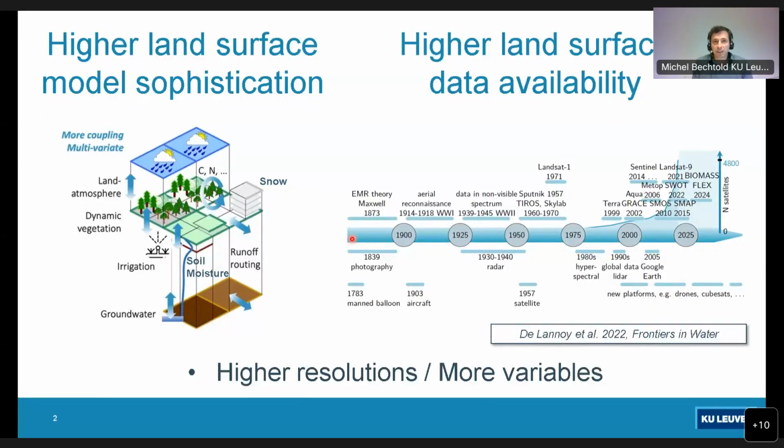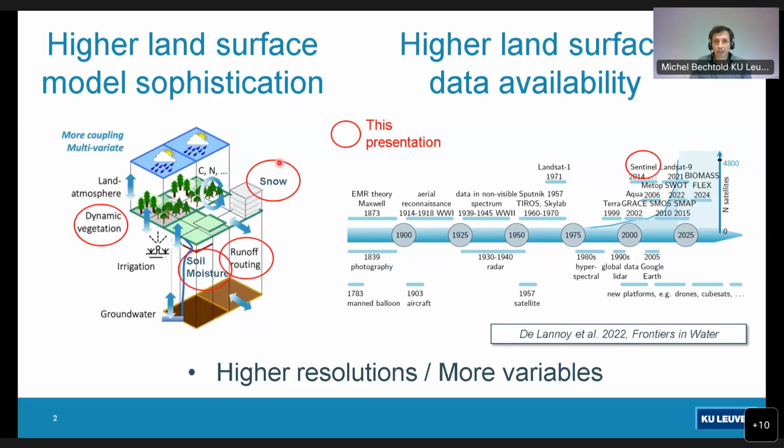I want to open my presentation with figures from the recent perspective paper on land surface data assimilation by Gabrielle de Lannoy and co-authors, which shows the developments that land surface data assimilation is currently facing. We have more and more complex land surface models that represent more processes and interactions between these processes. At the same time, we have more and more land surface data available from satellites and other missions. So we are heading towards higher resolutions and more variables in our data assimilation schemes.